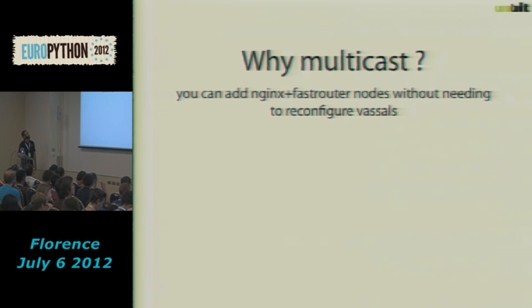Why multicast? Because if you run dozens of nginx plus Fastrouter servers, and they all bind to the same multicast address, you don't need to reconfigure your vassals. They will start broadcasting to all the nodes subscribed to the multicast group. So you can add all the nginx Fastrouter nodes you want without needing to tell the customer.